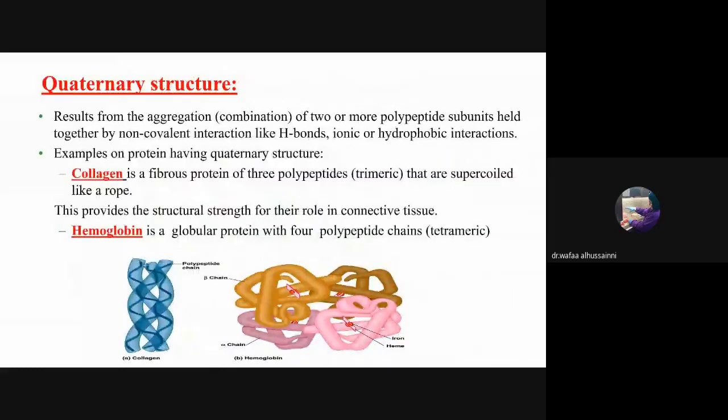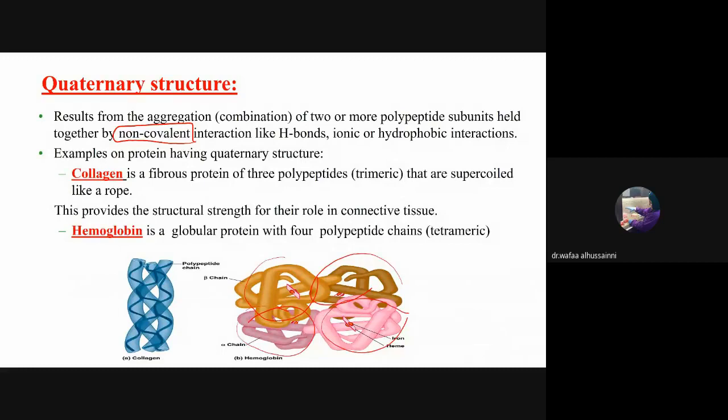We come to the last one, which is the quaternary structure, and this results from the aggregation of 2 or more polypeptide subunits. This unit gathered with this unit and this unit, from the same protein, and then they bond together with a non-covalent interaction, like H bonds, ionic and hydrophobic interactions. So in this case we will have a new type, which is non-covalent interactions.